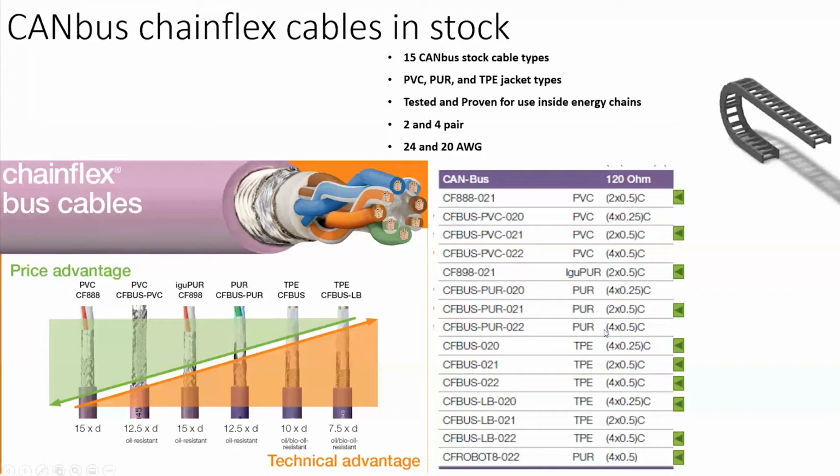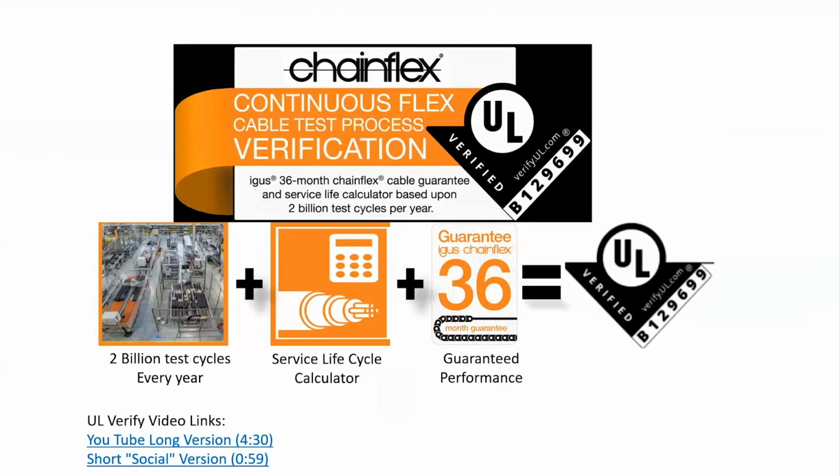And the other thing you get with Chainflex is a tested and guaranteed product. So we guarantee our cables for 36 months, and it's UL verified, which is very unique in the industry. UL has verified our process, our testing, and our 36-month guarantee. So we have a third-party mark on there as well.